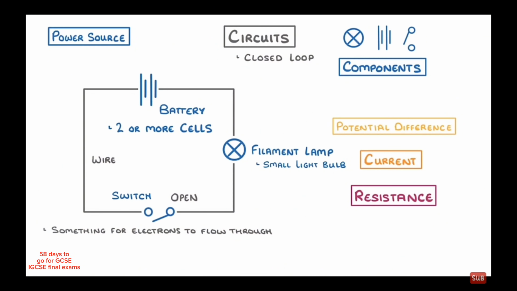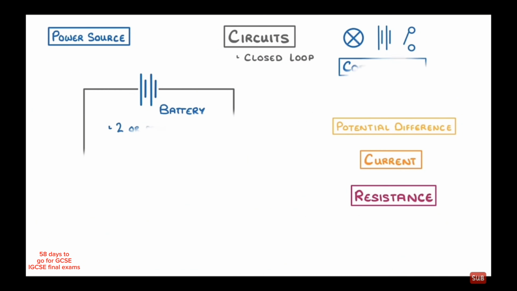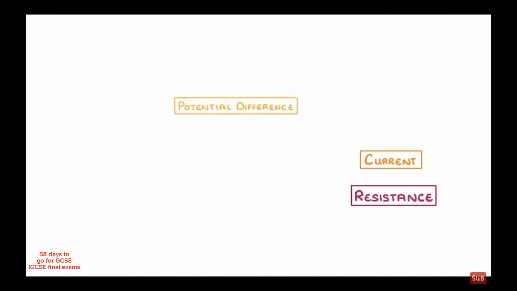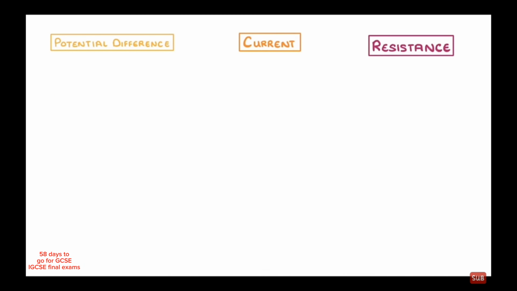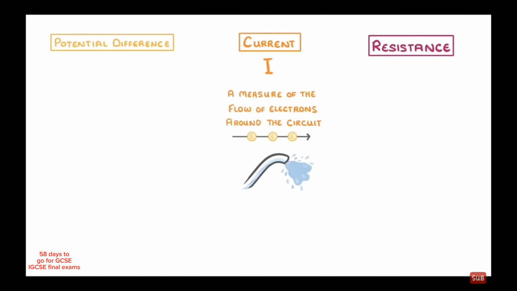In order to explain what's going on, we need to look at some key terms, specifically potential difference, current, and resistance. Current, denoted by the letter I, is a measure of the flow of electrons around the circuit, similar to the flow of water through a pipe, and is measured in amperes, which are often just called amps, and are denoted with the letter A.